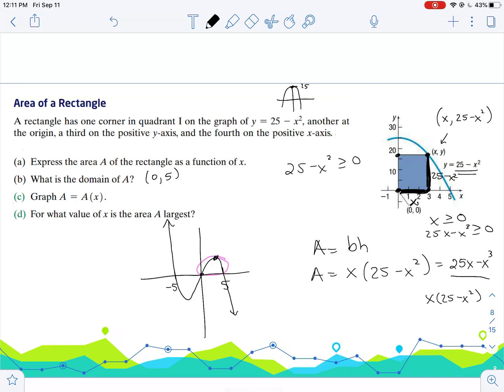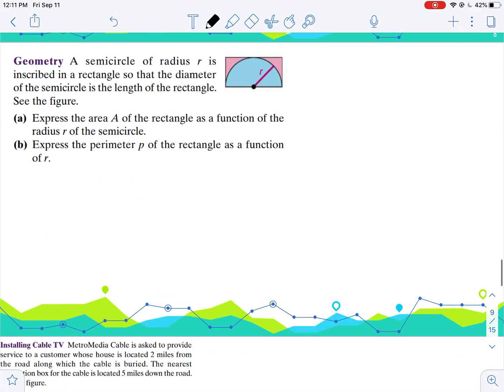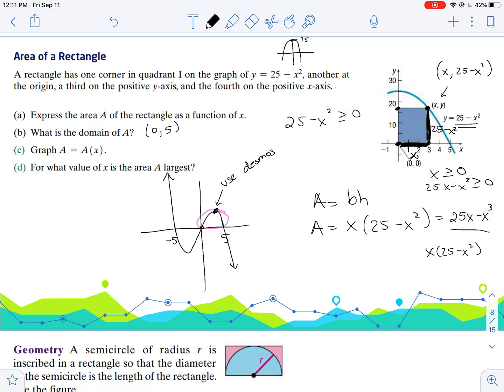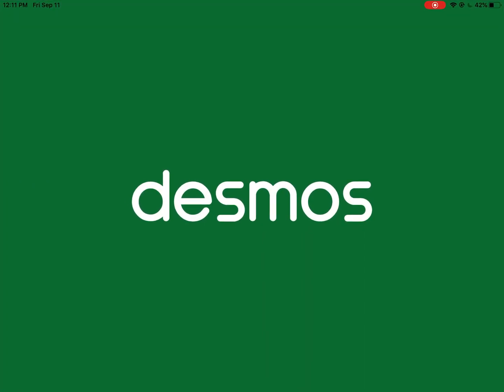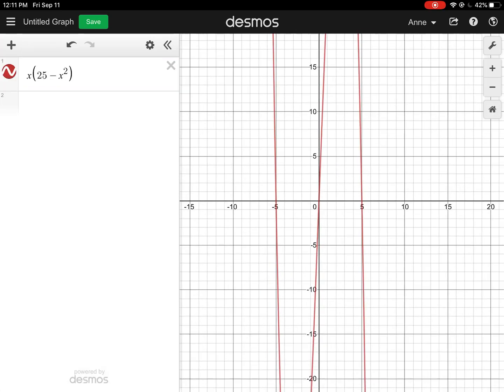So at what value is the area the largest? Well, we need to find that maximum, that point on the graph. So we're going to use Desmos to find that peak on the graph, and that is going to be the largest area that our rectangle could take on. Actually, I can just use Desmos right now. So let's graph this. x times 25 minus x squared was our function.